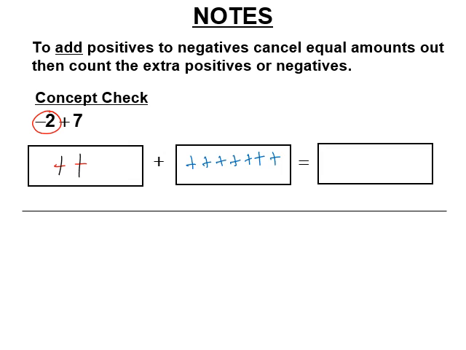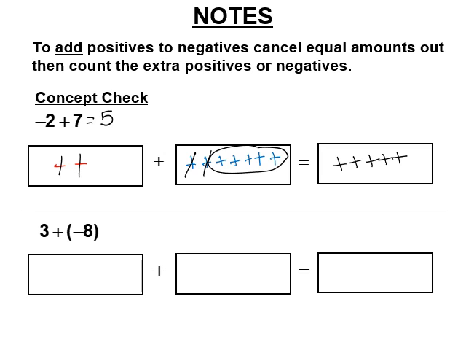Well, 2 negatives cancel out 2 of the positives, right? Because negative 2 plus positive 2 is 0. And so we have 5 extra positives left over, and we're going to draw those in there. And what does that mean? It means negative 2 plus 7 is positive 5. Let's draw another one. Do this one on your own. Pause the video.